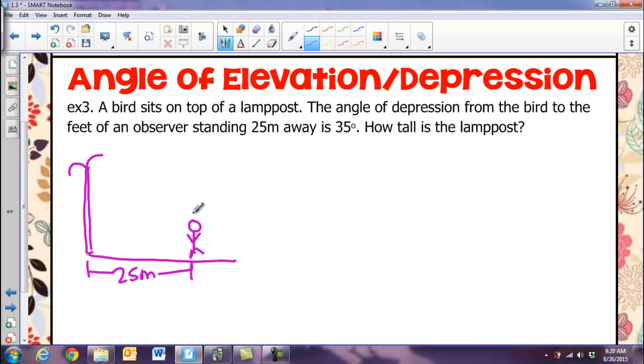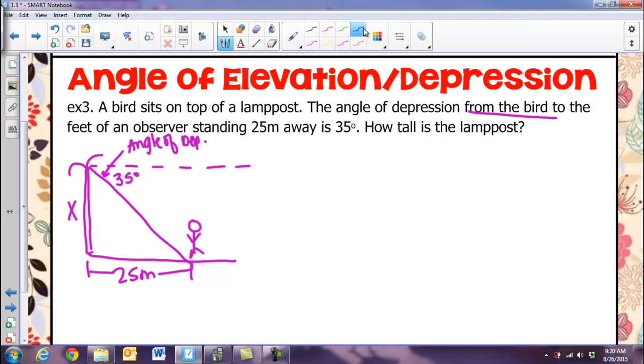They have the angle of depression from the bird down to the feet of the observer. So we know that we have some sort of angle of depression going from here to here. Now remember, that angle is made with a horizontal line, like with the bird's eye line. So when I look right here, this is my angle of depression. That's 35 degrees. And I'm looking for the height of the lamppost. I almost said flagpole. You know, they're always like a flagpole or something like that.